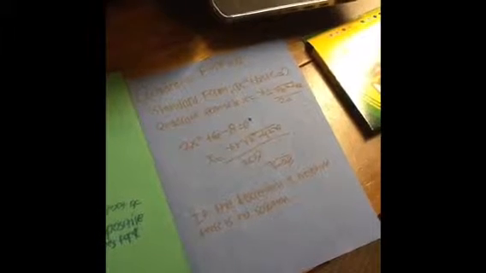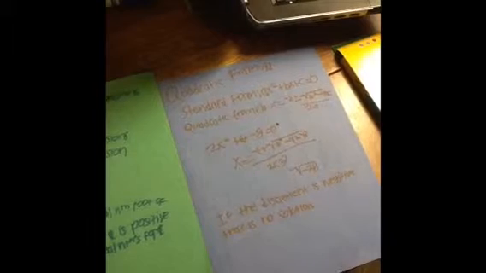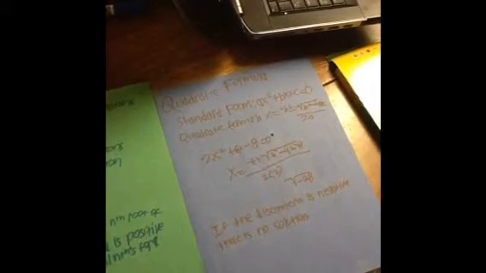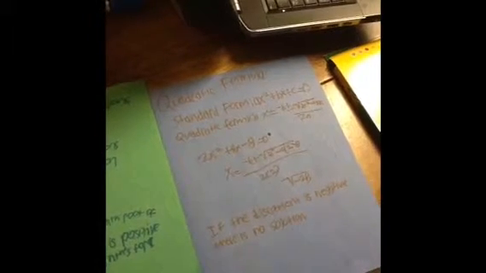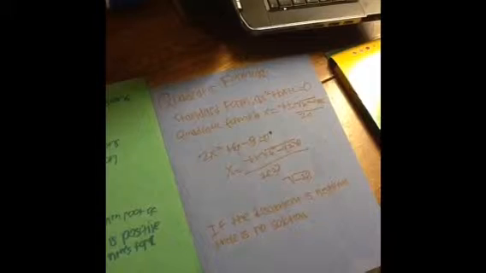The quadratic formula. The standard form of a quadratic equation is ax squared plus bx plus c equals 0. The quadratic formula, however, is x equals negative b plus or minus the square root of b squared minus 4a times c, over 2a. An example is 2x squared plus 6x minus 8 equals 0.